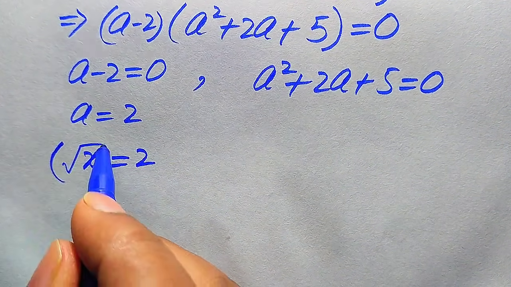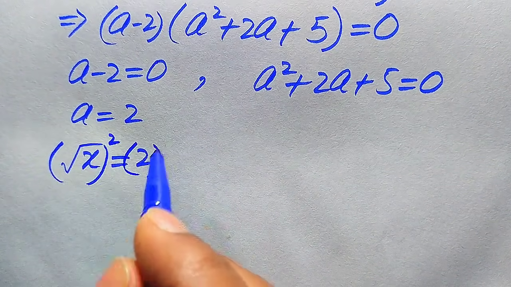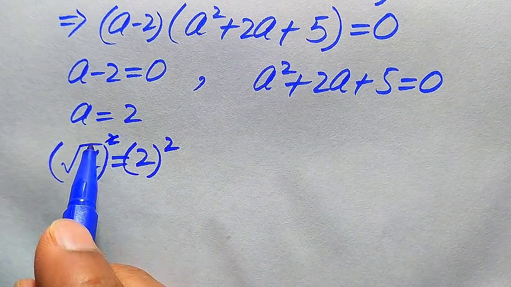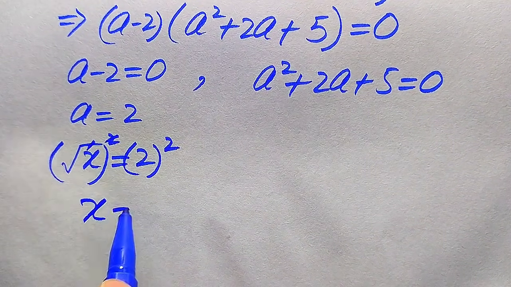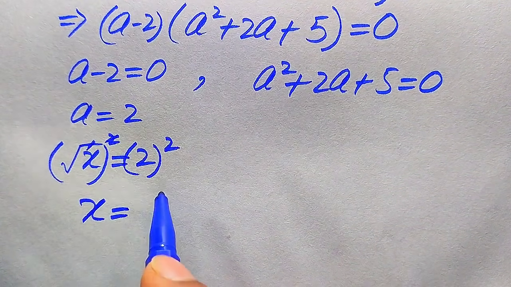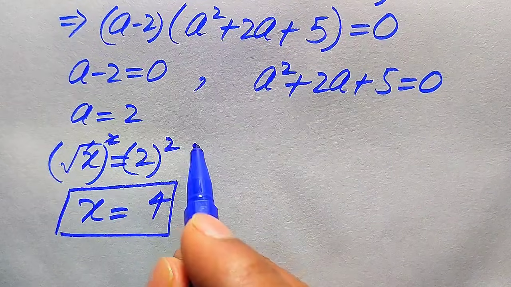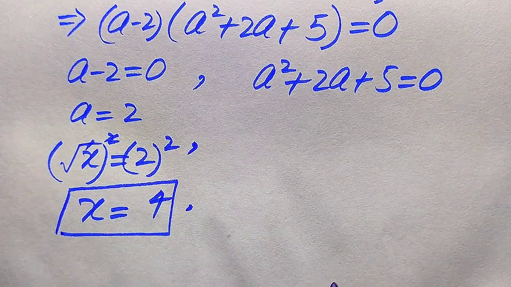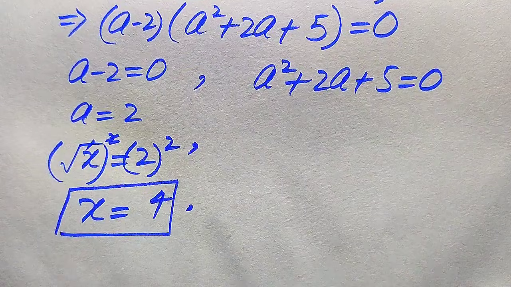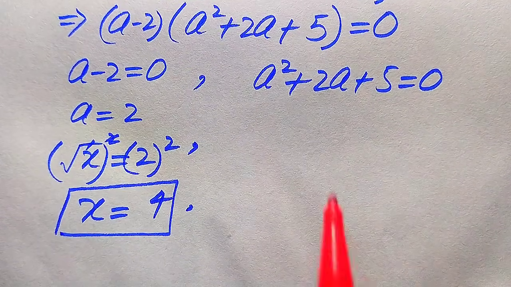So here we need to square both sides to find the values of x. The 2 and the square root are gone, and we get x equals 2 squared, which becomes 4. So this is the first value of x which we get in this question. And now, in order to find the other roots, we need to solve this quadratic equation.